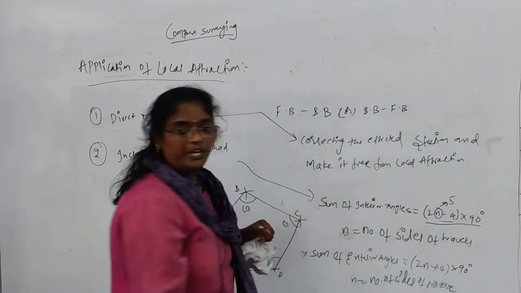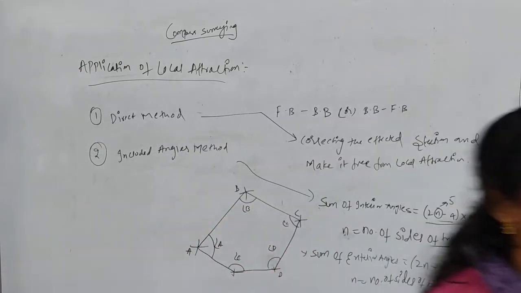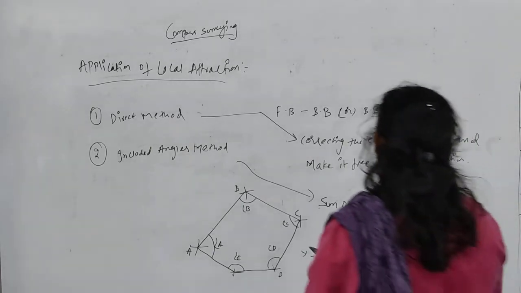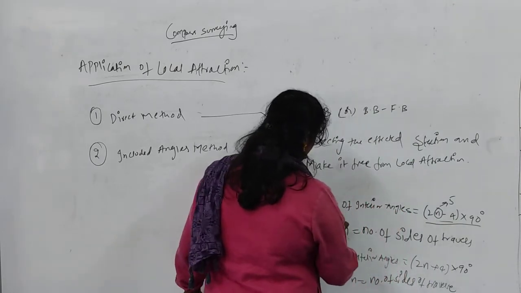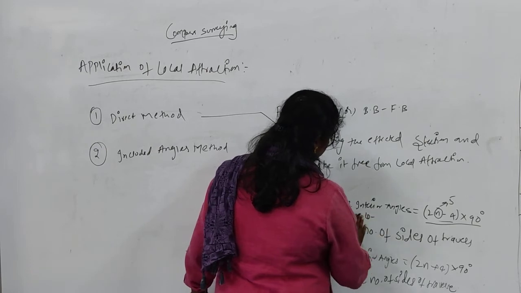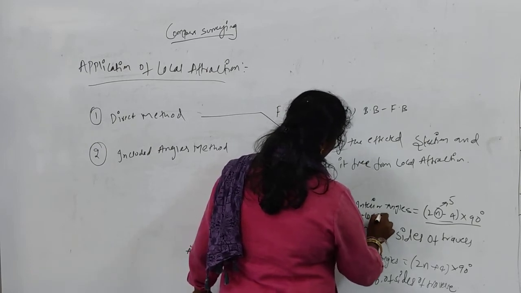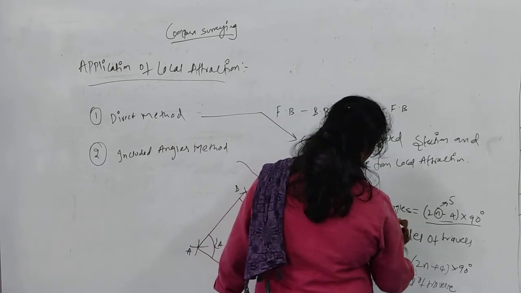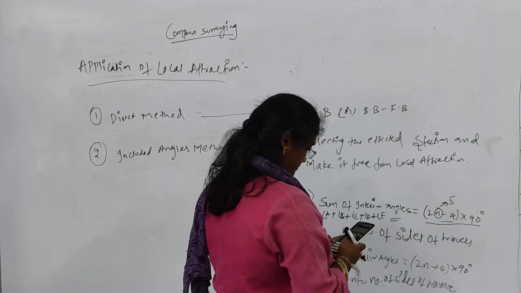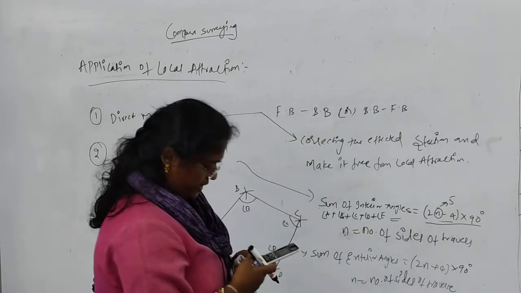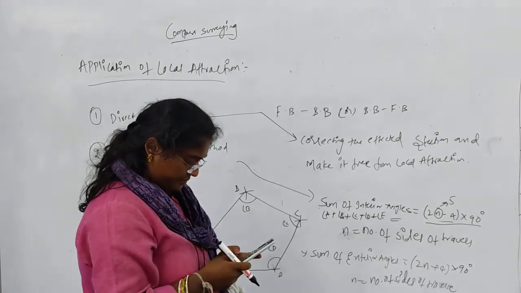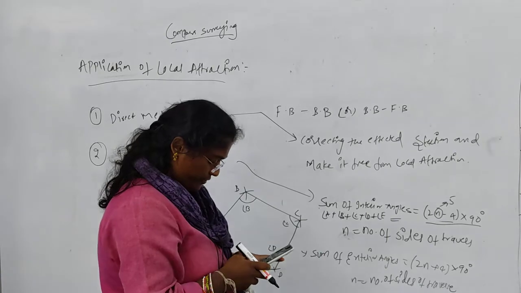Right, what will be the (2n minus 4) into 90 degrees? 2 into 5. Please tell me whatever the sum of interior angles are there. Here angle A, angle B, angle C, angle D plus angle E, that should be equal to the... Right, everyone open your calcs and calculate 2 into 5.